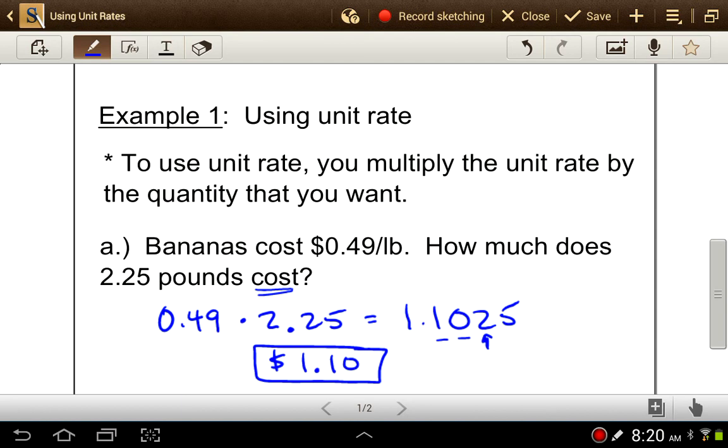Okay? But again, all I did was multiply the price per pound times how many pounds I want, and that gave me the cost. All right? If you need to pause, go ahead. Otherwise, I'll be moving on to the next slide.